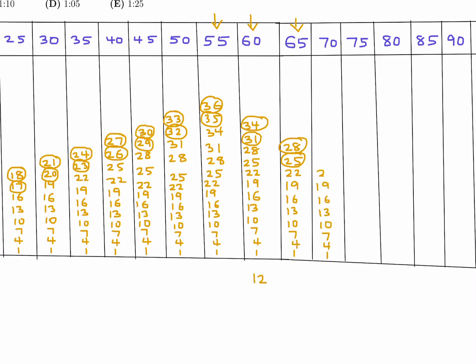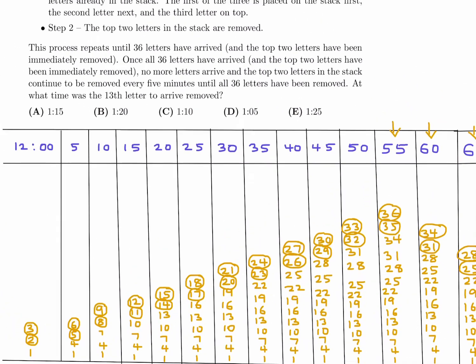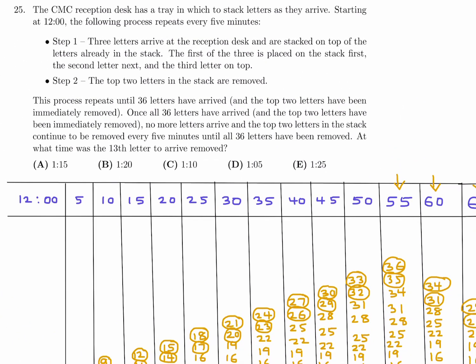Then at 70 minutes, you remove the next 2, which would be the 22nd and the 19th. So you're left with these guys. And then at the 75th minute, you remove the 16th and the 13th letter. And that is what they're asking. At what time was the 13th letter removed? It was removed at 75 minutes from the start, which was 12. 75 minutes from 12 is 1:15. So therefore, number 25, the answer is 8.